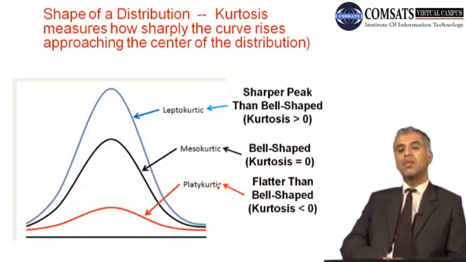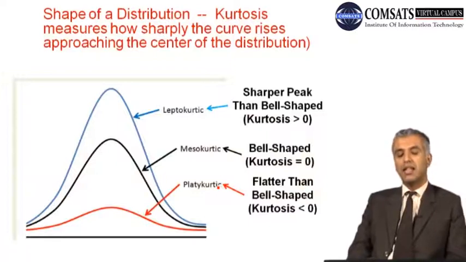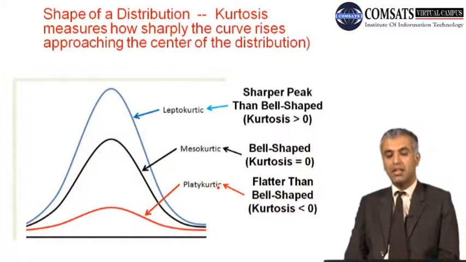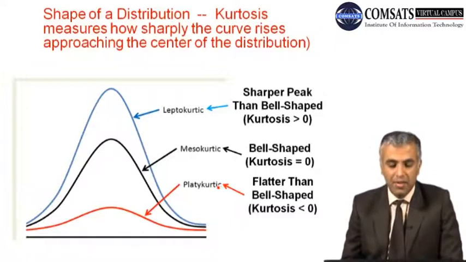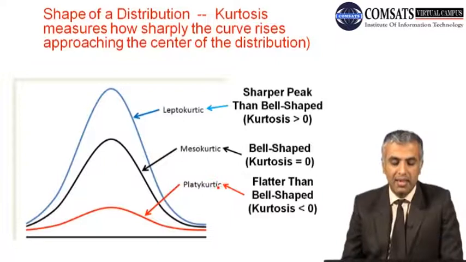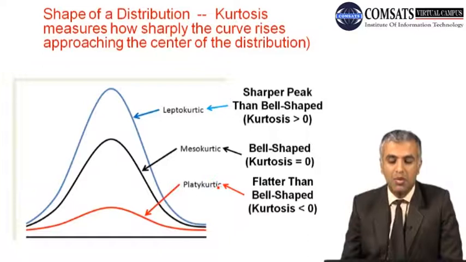Now coming to kurtosis, it gives us information about how sharply the curve rises and falls, and we are seeing 3 different types of curves. The topmost curve with the sharpest peak is termed leptokurtic. Then the middle one is termed mesokurtic, and the last one is termed platykurtic.